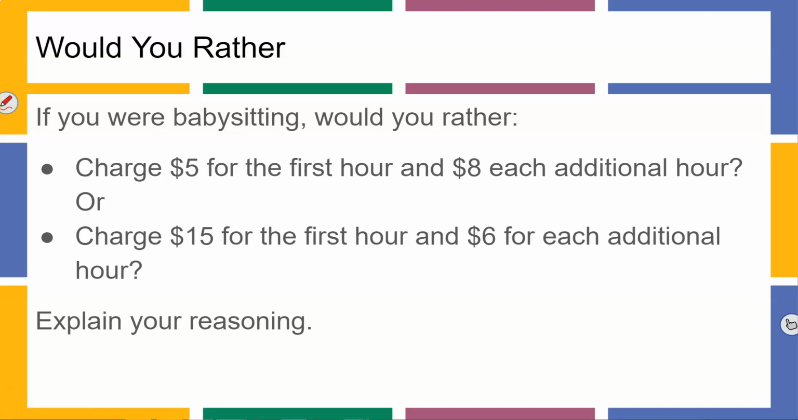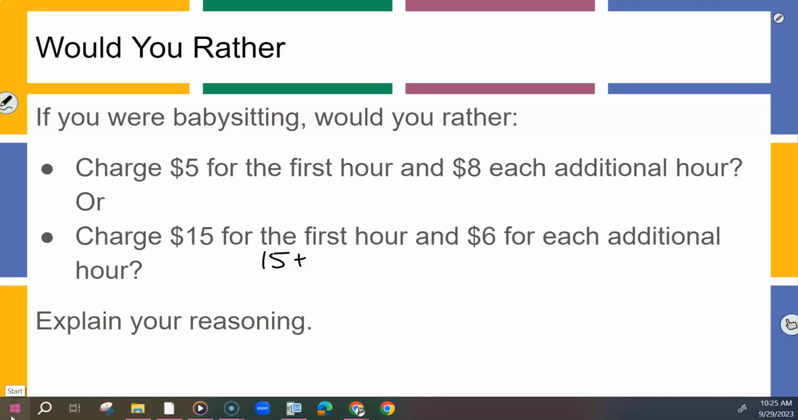Why? Because if you're working 2 hours, you get $15 for the first hour and $6 for each additional hour, so 15 plus 6, which is the other hour. If you do the first one, 5 plus 8, you only get 13. Okay. So you're choosing the second, you're only going to babysit for like 2 hours and you get paid more for the second one? Yeah.